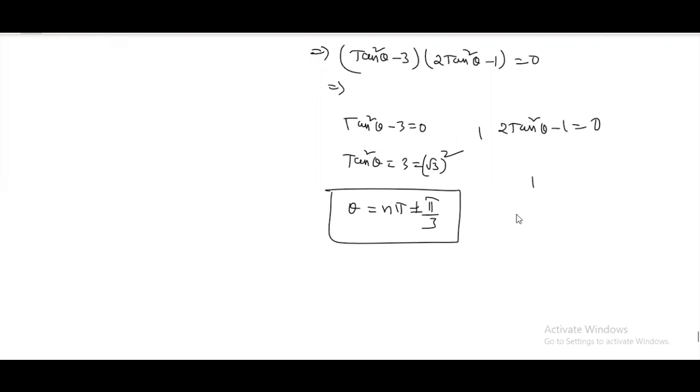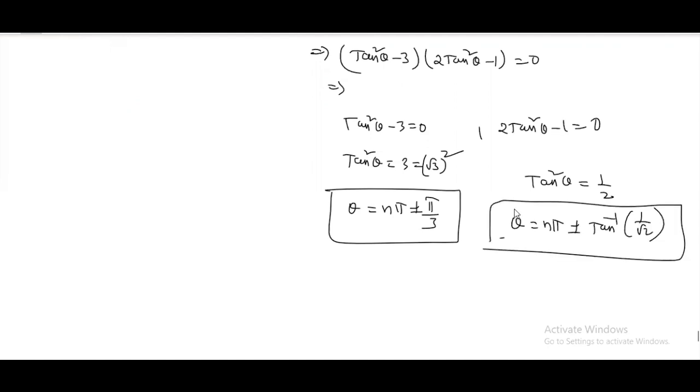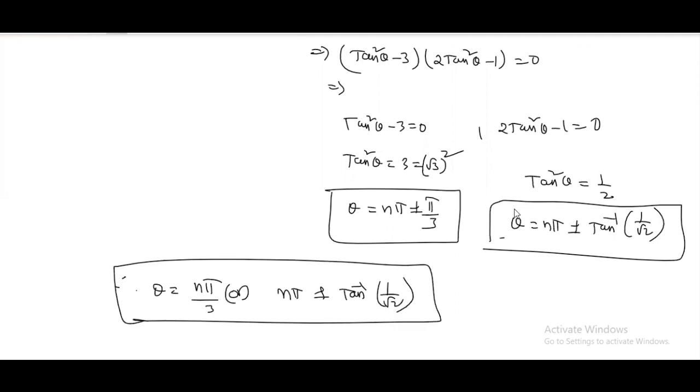So from here, tan square theta is equal to 1 by 2. So theta is equal to n pi plus or minus tan inverse of 1 by root 2 we will get. So this is the way we find the solution set for this one. So finally, we can finalize the solution set as theta is equal to n pi by 3 or n pi plus or minus tan inverse 1 by root 2. So these are the general solutions for this question.